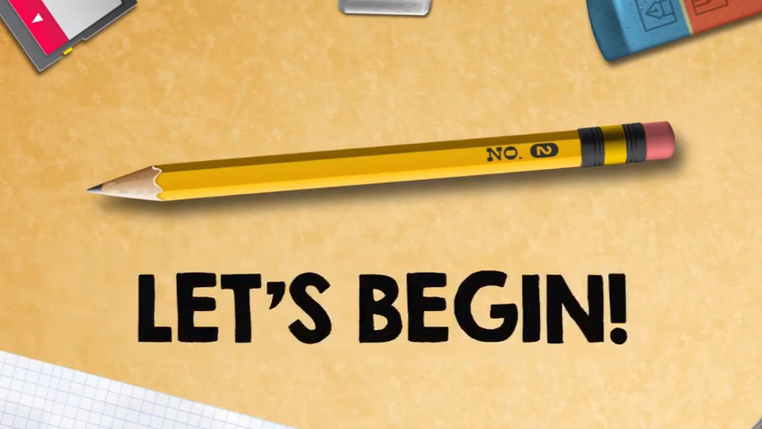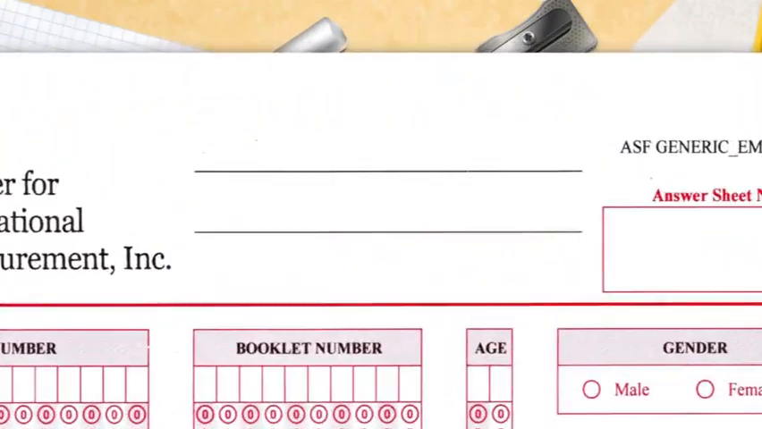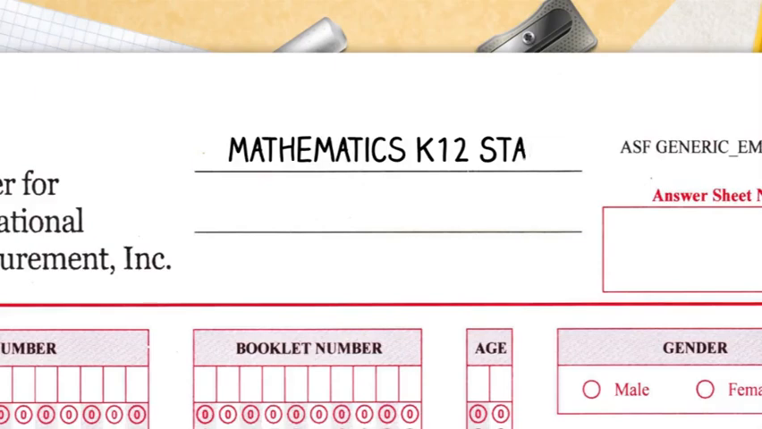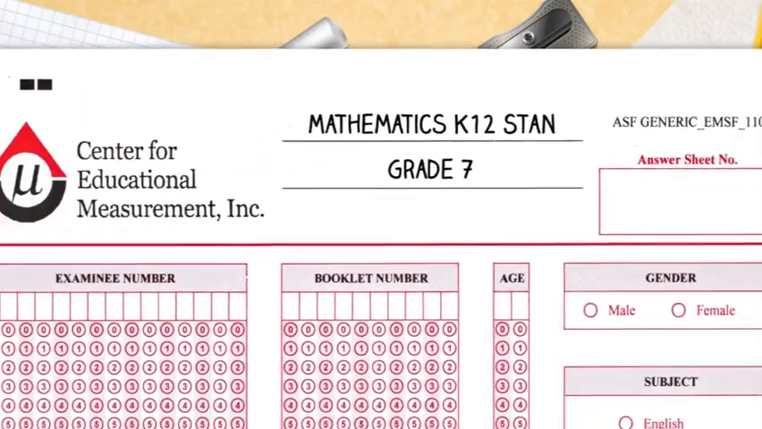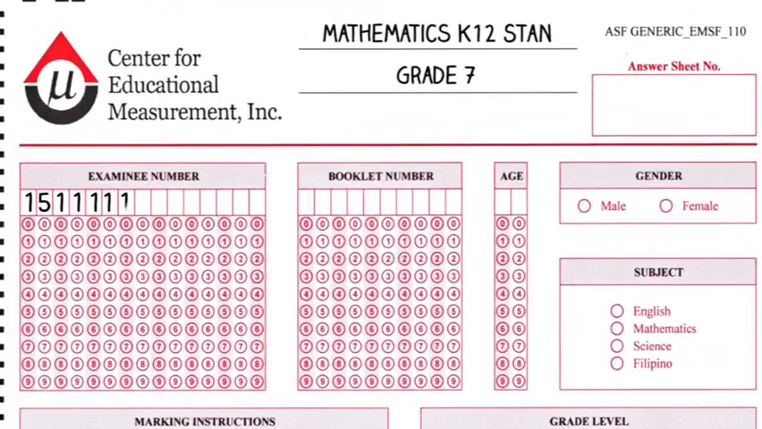Let's begin. Step 1. Copy the information written on the board. Write the name of the test on the first line. Write the test grade level on the second line. Step 2. Fill in the boxes provided for examinee number. Write your examinee number as instructed by your examiner.